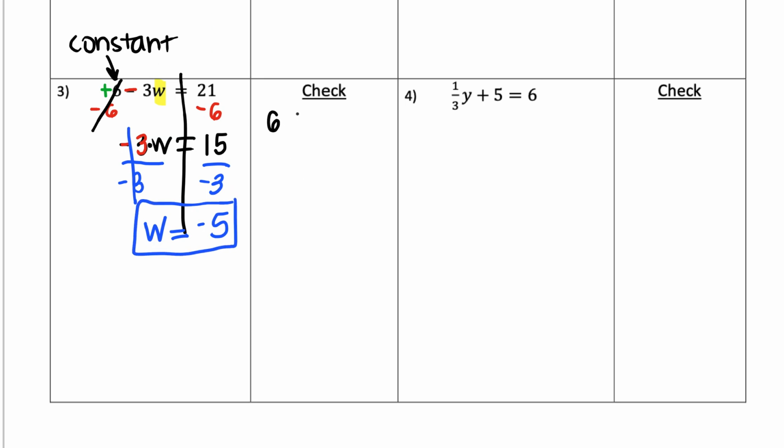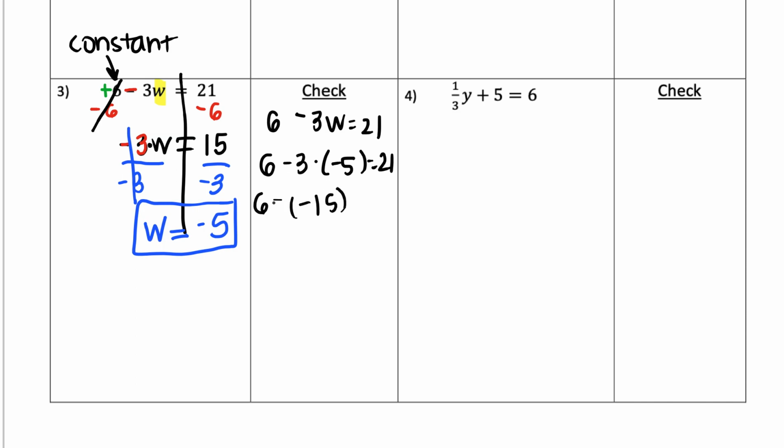We're going to check it. 6 minus 3w should equal 21. 6 minus 3 times -5 should equal 21. I have 6 minus 3 times -5. Oops, I wrote that wrong. Sorry, that should be 3 times -5. 3 times -5 would be -15.